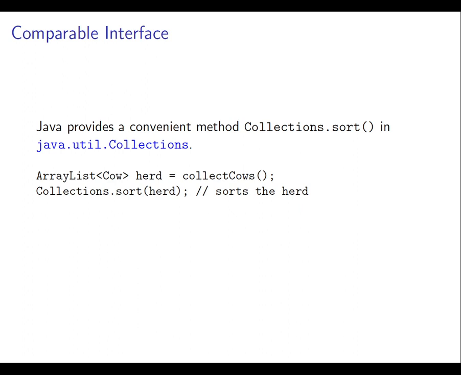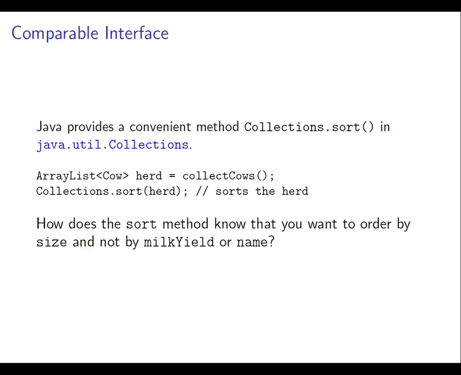So we have our array list of cows, and we're going to form a collection of cows by some means we don't need to go into. And then, having formed an array list of cows, we're going to sort it using the sort method from the JDK's collections class. But how are we going to sort it? There are several different ways we could sort cows. We could sort them by size, or we could sort them by milk yield, or we could sort them by name.